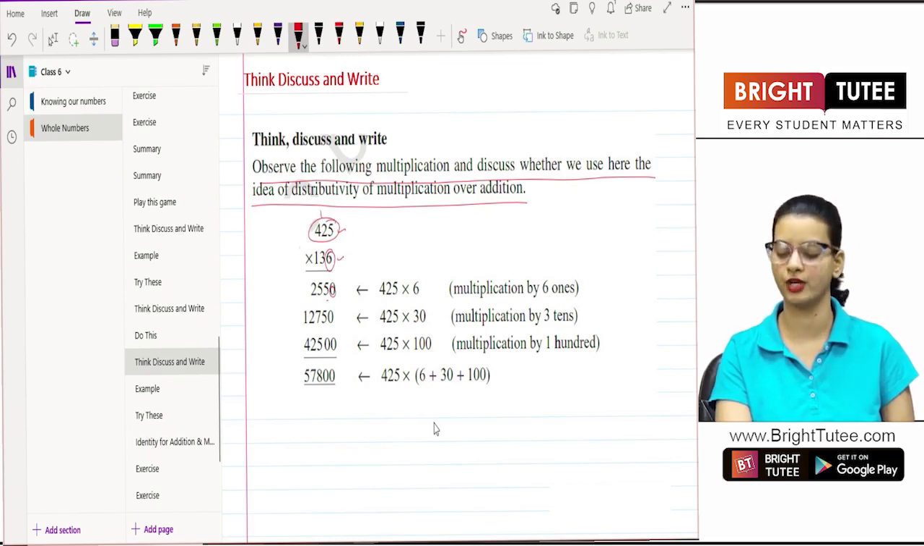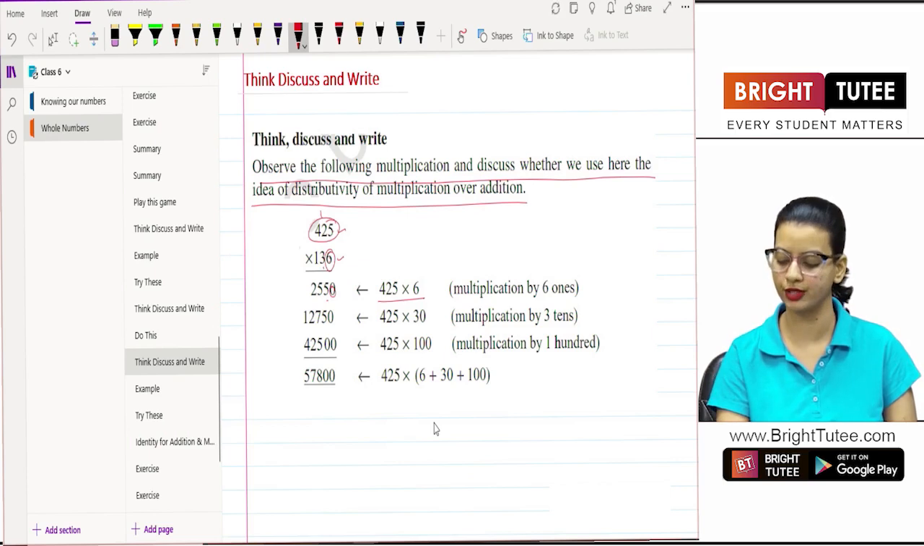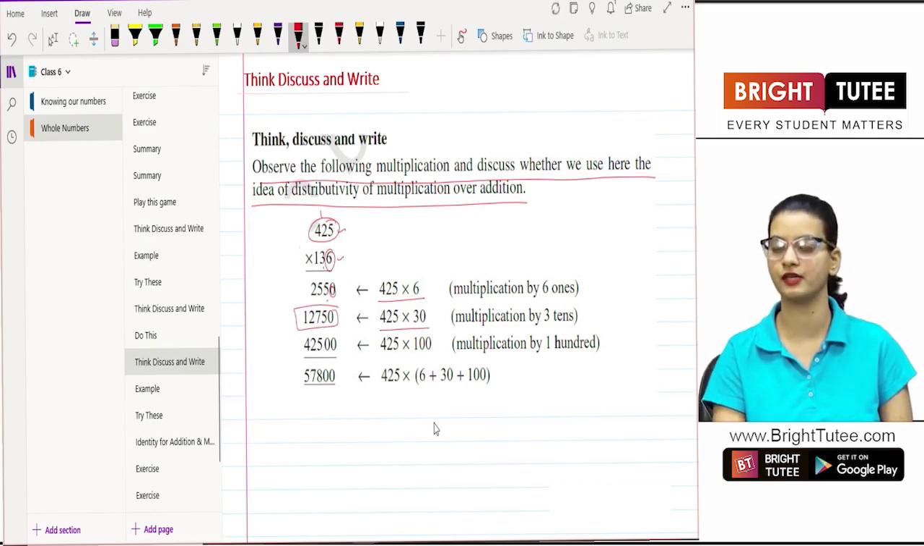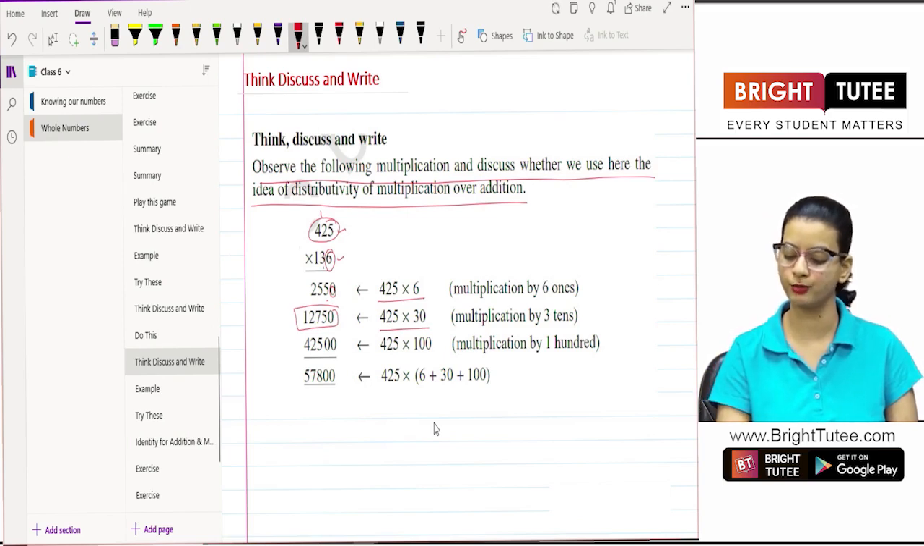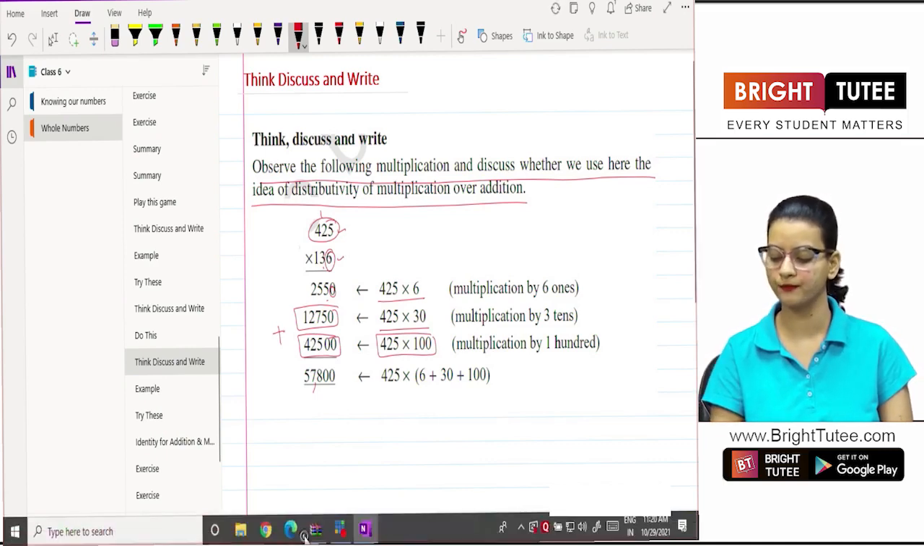Then 6 into 4 is 24, 24 plus 1 is 25, okay. So this is 425 into 6. Then we are going to multiply 425 with 30, so the answer that we get is 12,750. Then we are going to multiply 425 with 100, so the answer that we got is 42,500, and then we are going to add them all. So the answer that we got is 57,800, okay. The answer that we got over here is 57,800.